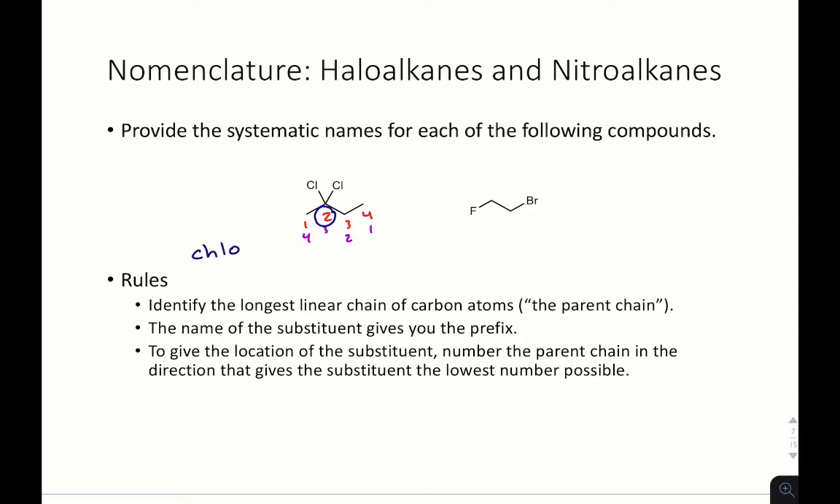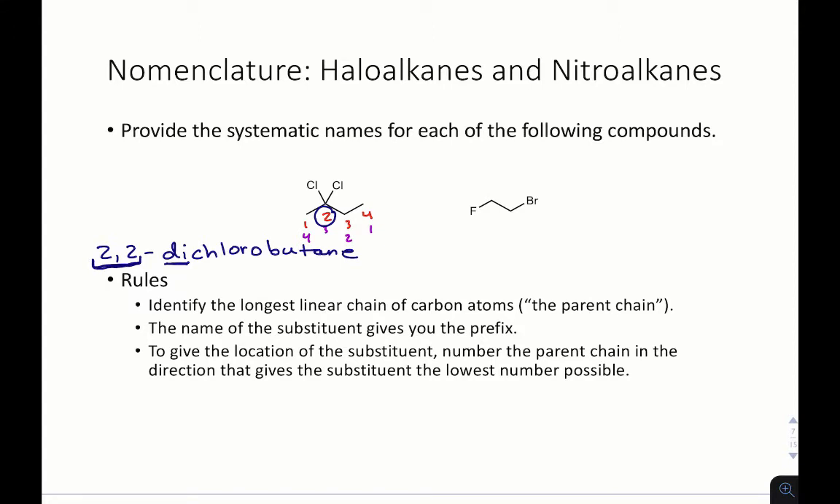Now those substituents are chloros, and there's 2 of them. So it's going to be dichloro, and I'm going to say 2,2-dichloro. There's 4 carbons, so that makes it a butane. So 2,2-dichlorobutane. So the di tells me that there's 2 chloros, and then I do have to give the address, the location of both of them, even though they're on the same carbon.